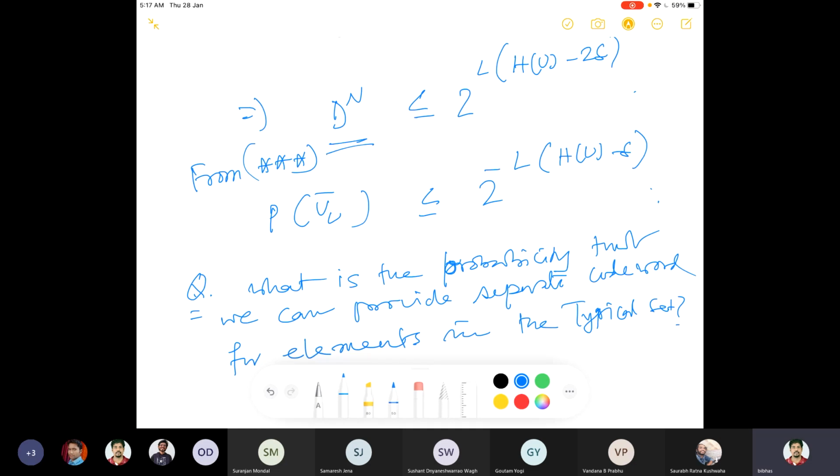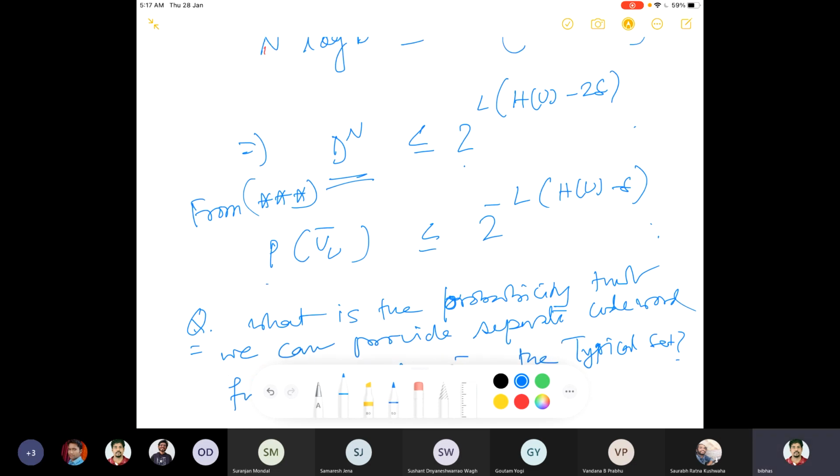The number of sequences here, D^n, could be at most 2 to the power this. And the probability of u^L bar is equal to this. So what can we say? This u^L can occur with this probability, which is upper bounded by 2 to the power minus L this. And how many code words are there? The number of code words is 2 to the power L (H(U) minus 2 delta).